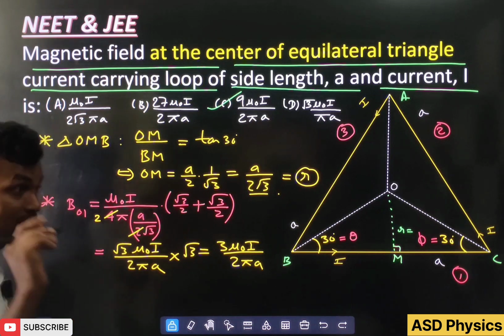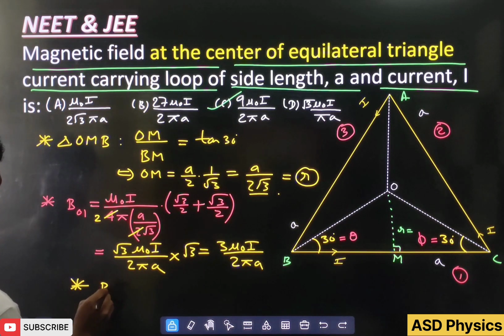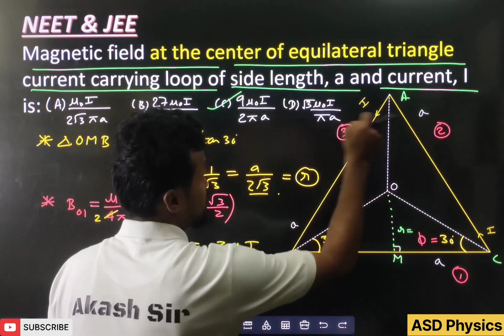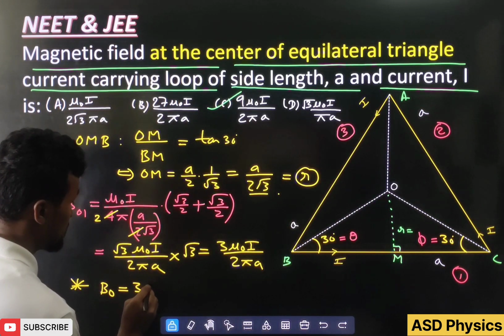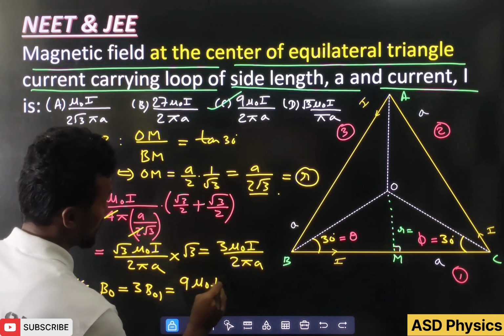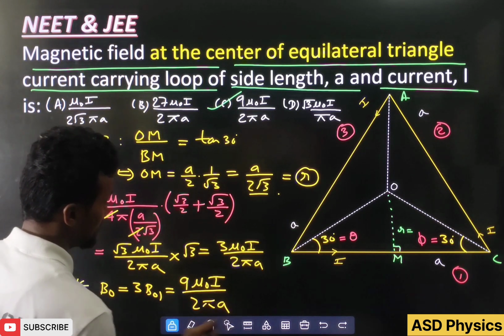But this is due to only one section. So if I write the resultant magnetic field here, how many sections are there? Like this, second section, third section. So we have to just multiply by 3. So 3 times B naught 1, you multiply 3 times, it will come 9 mu naught I by 2 pi a, is it?